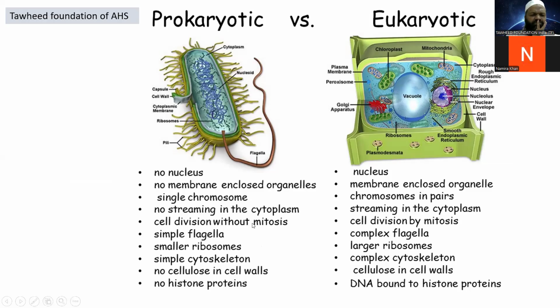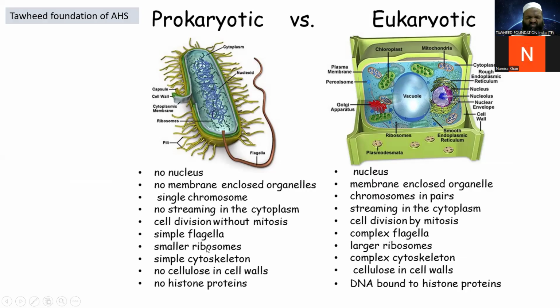Cell division without mitosis: prokaryotic cells divide by binary fission, a simpler process without mitosis. Eukaryotic cells divide by mitosis or meiosis, sophisticated processes ensuring accurate chromosome segregation. Simple flagella: prokaryotic cells have flagella composed of a single protein filament used mainly for locomotion. Eukaryotic cells have complex flagella and cilia with intricate structures that enable more versatile movement.